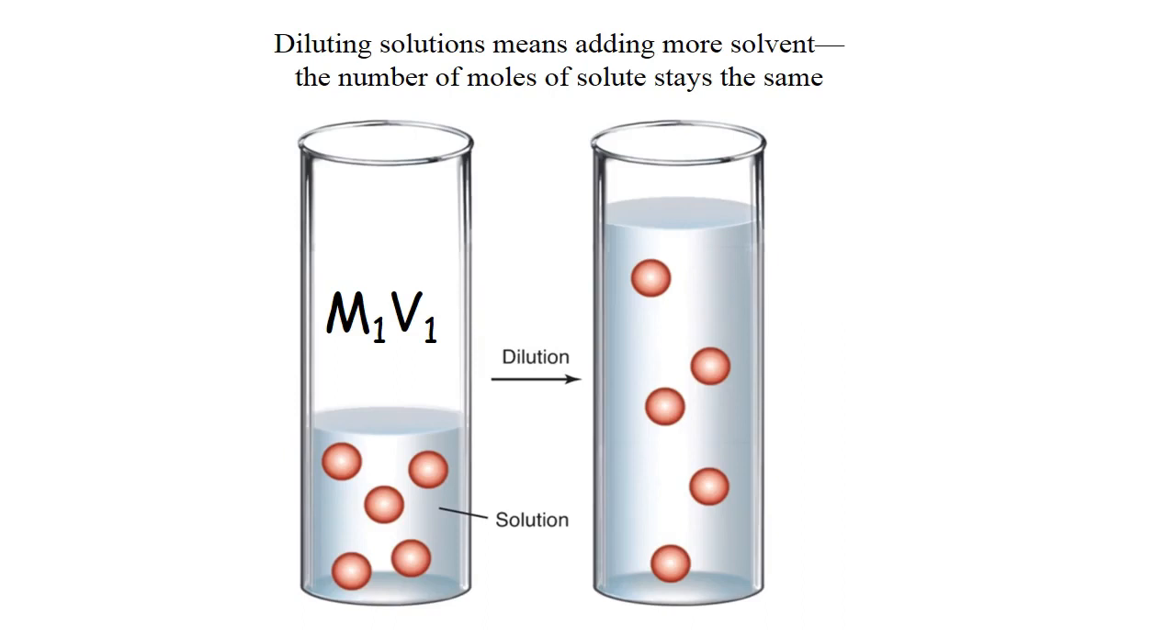So the moles of solute on the left should equal the moles of solute on the right. So on the right-hand side, whatever molarity that is, times the volume of that solution, those should equal each other. So this M1V1 equals M2V2 equation is something that you will use to calculate concentrations when you perform a dilution.